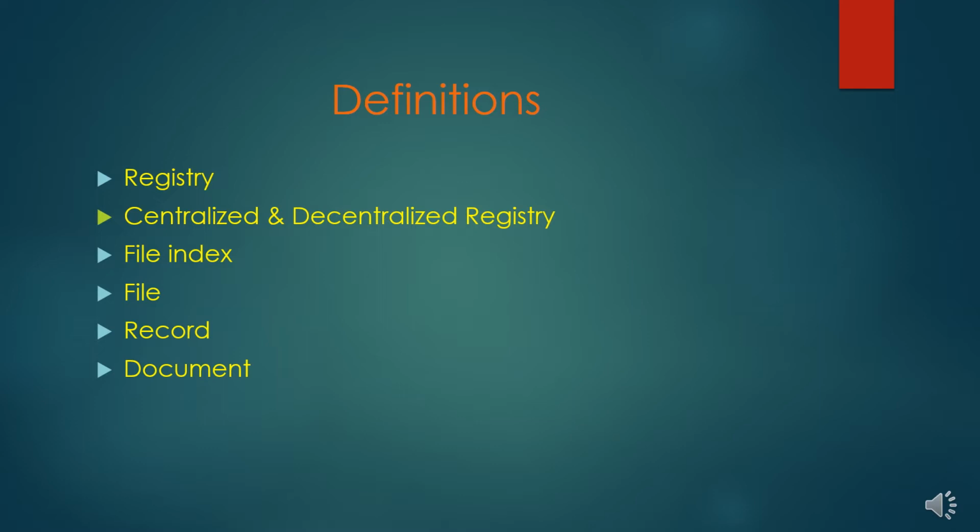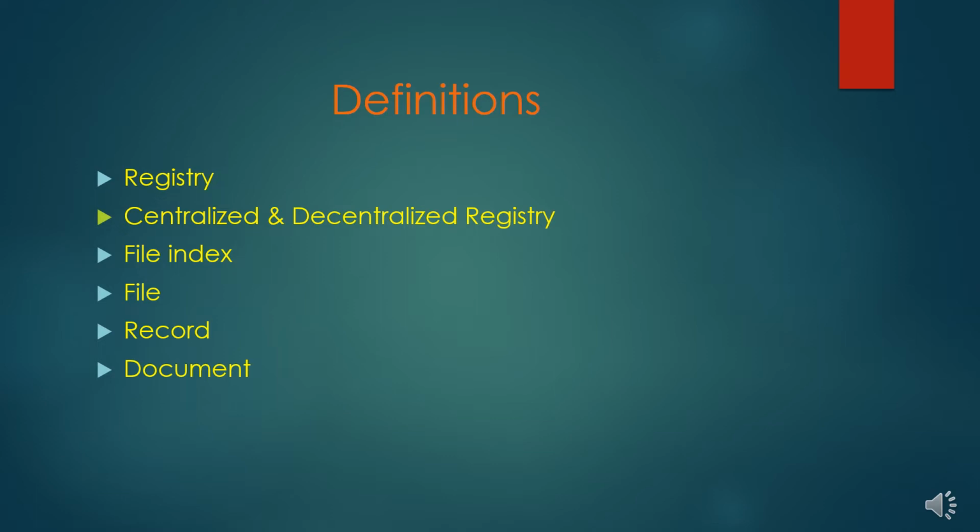in various faculties. The next term we are going to look at is a file index, and we'll simply say that a file index is a pointer to the location of an information source, in this case a record or a file. And we look at a file. We will define a file as records that have been arranged in a certain predetermined order inside a folder or within a folder.